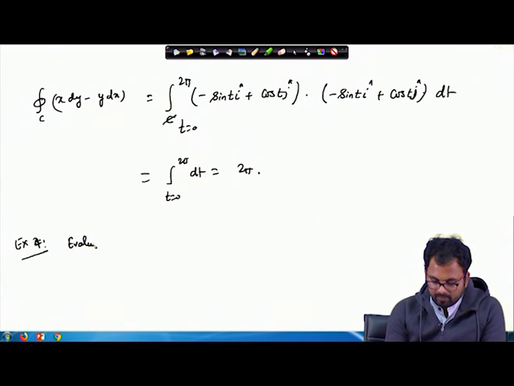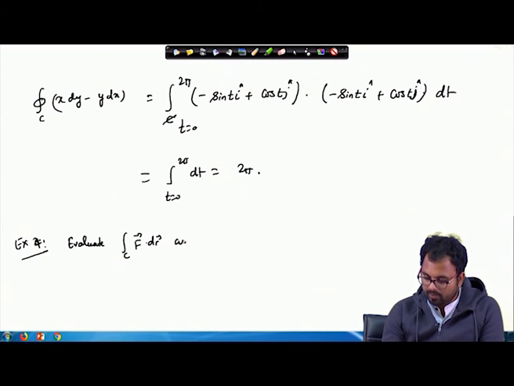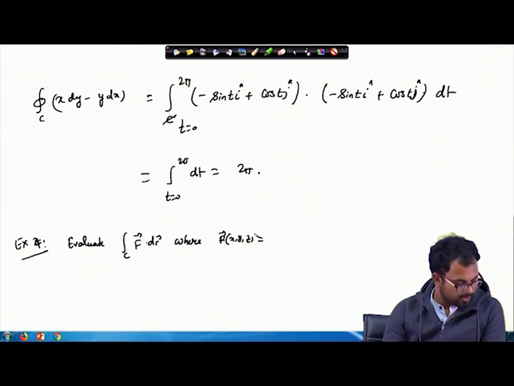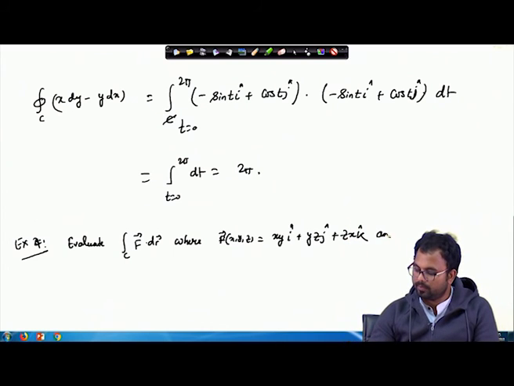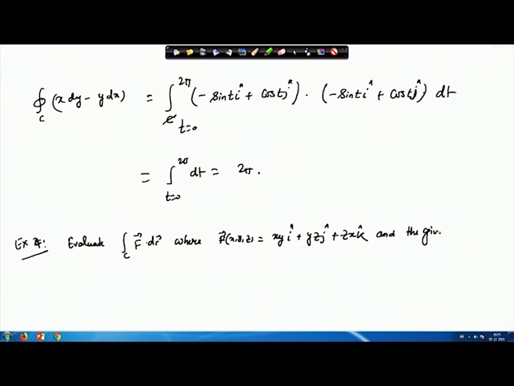Evaluate the integral of f dot dr, where f(x, y, z) is xy i plus yz j plus zx k, and the given curve is r equals t i plus t square j plus t cube k, where t runs from -1 to +1. Now, this is not a very complicated example.